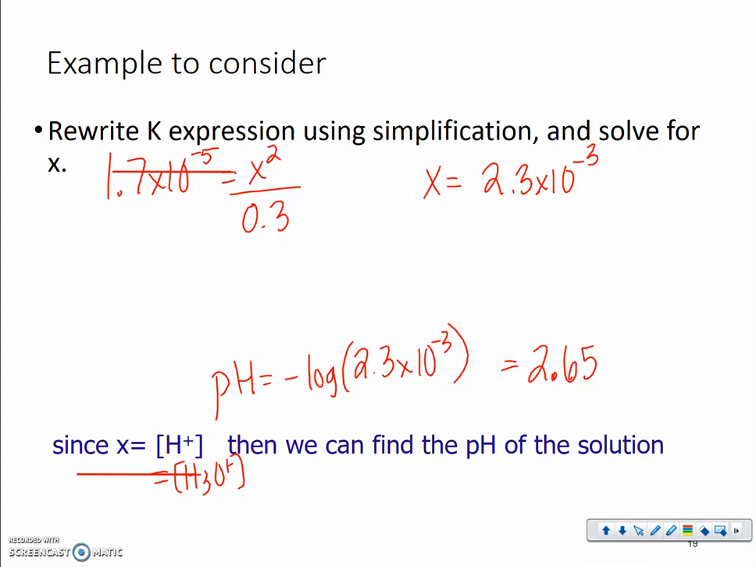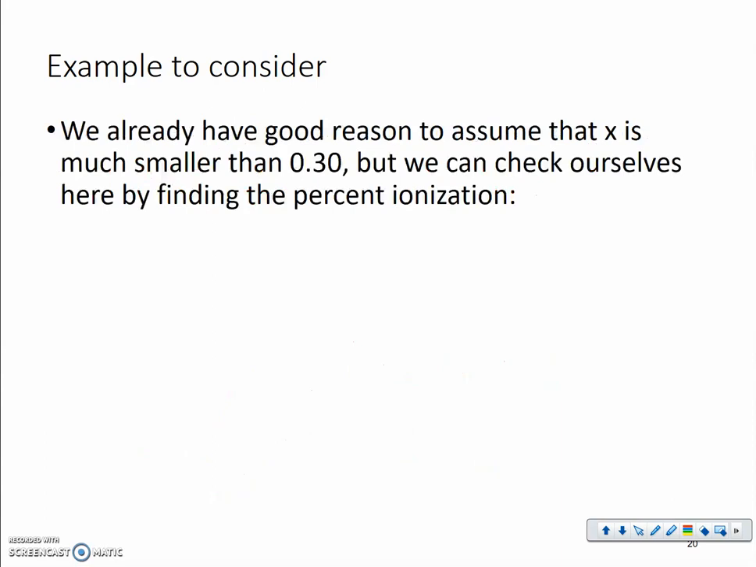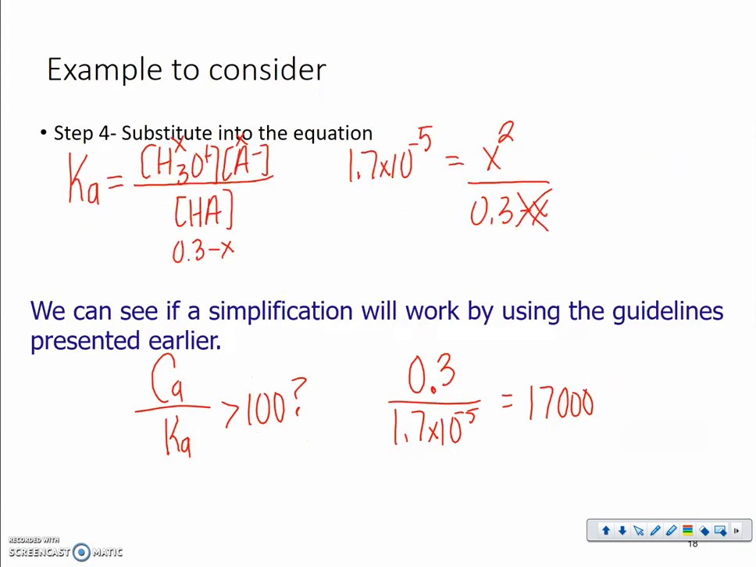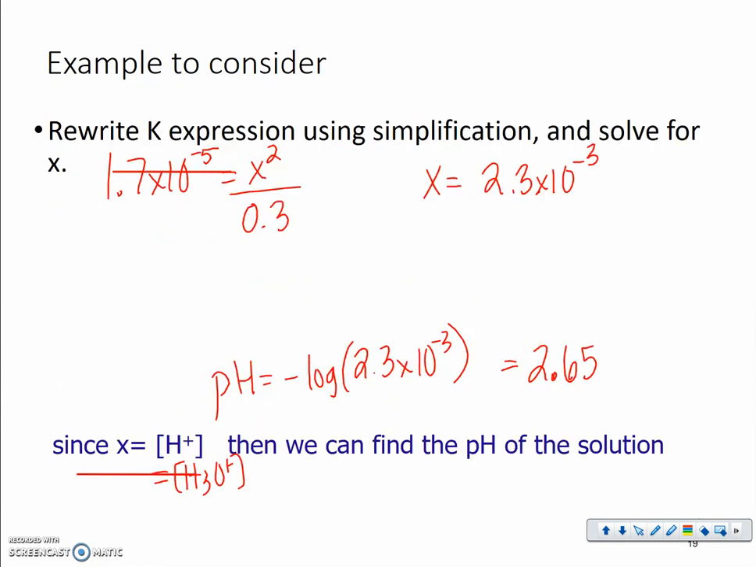And remember, we can check to see if this makes sense logically. Acids have a pH of less than 7, so that holds true. And we know this is a weaker acid, so it should be something greater than 2. We already have a good assumption that your x is less than 0.3 using that check, where when we divided them we got 17,000, so we can already assume that x is going to be small.